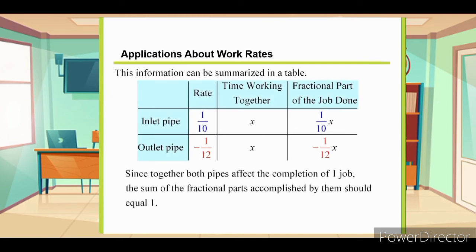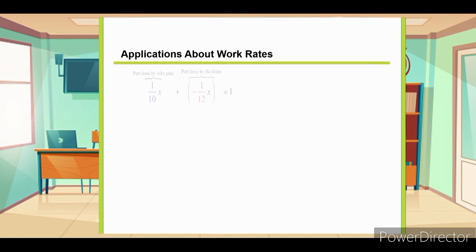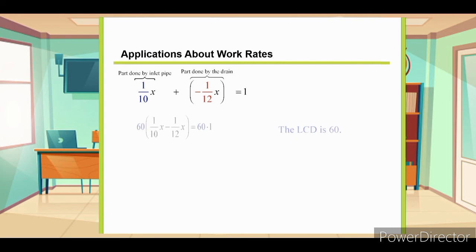Since together both pipes affect the completion of one job, the sum of the fractional parts accomplished by them should be equal to 1. So, our equation is 1/10x plus negative 1/12x is equal to 1, or 1/10x minus 1/12x is equal to 1.